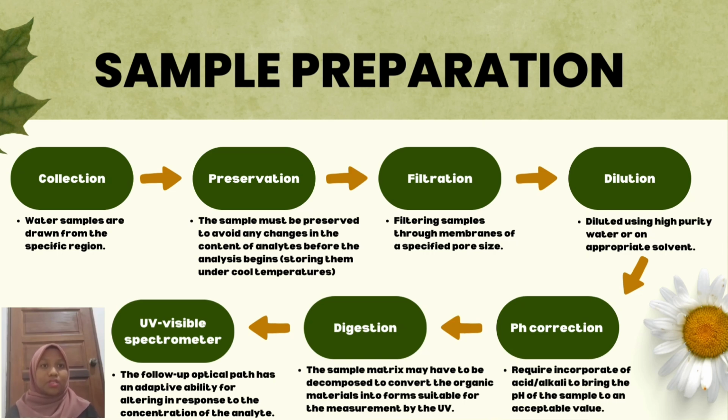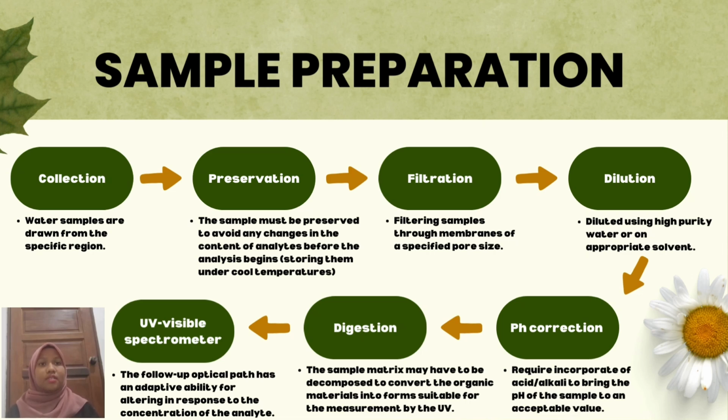For dilution, the concentration of the analytes may be beyond the capabilities of the given instrument detection range, and therefore it has to be diluted using high purity water or an appropriate solvent. The fifth one is pH correction, because some tests call for a sample to have a specific pH to serve as a baseline measure. This may require incorporation of acid or alkali to bring the pH of the sample to an acceptable value. Next is digestion.